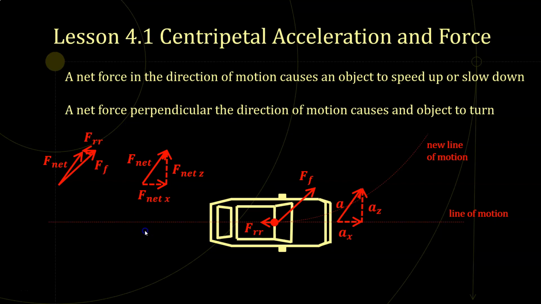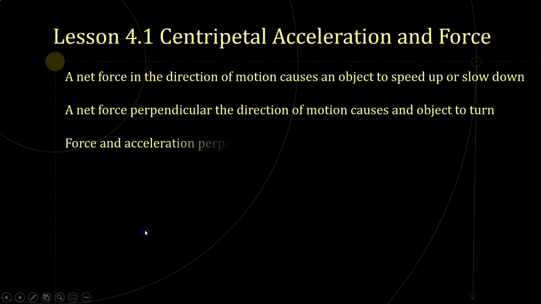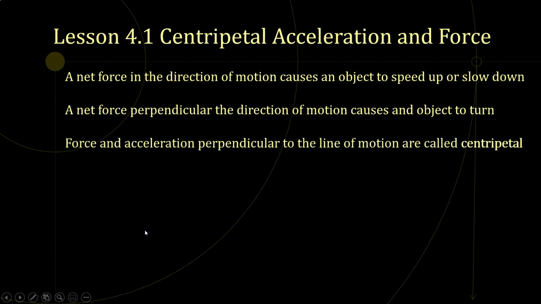All right, at this point, we're ready to define what centripetal means. Anytime you have a force or acceleration perpendicular to the line of motion of an object. So you assume that an object moving is going to move in a straight line, and if it doesn't move in a straight line, there must be a centripetal force and centripetal acceleration being applied. And all that means is you have a force or acceleration that's perpendicular to the natural straight line of motion. Why is that straight line of motion natural?